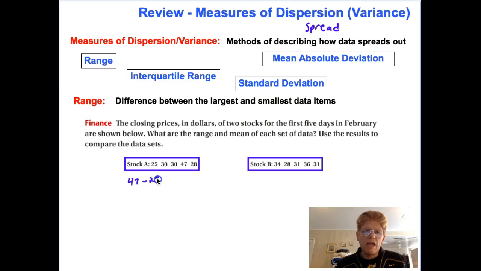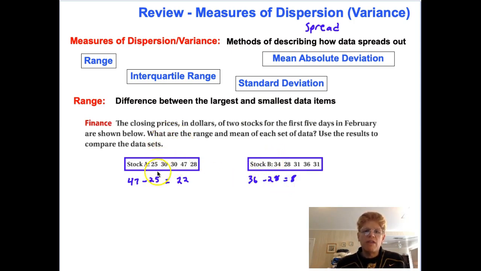So to find the range, all we have to do is subtract those two. So 25 to 35, that's 10. And to 45, that's 20 more. And then 2 more, that's 22. So 47 minus 25 gives me 22. Then we'll find the range for the second set of data. What's our largest number? In this case, it is 36. And our smallest number, in this case, is 28. So 36 minus 28 is equal to 8. So we have 2 different ranges here.